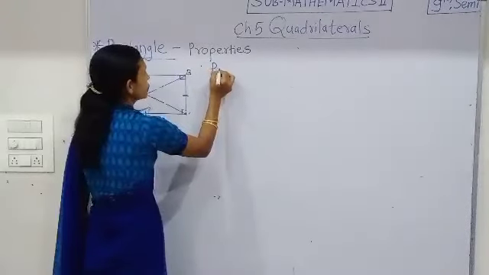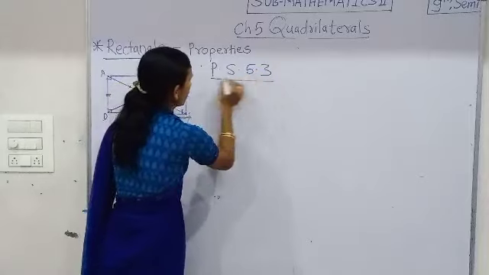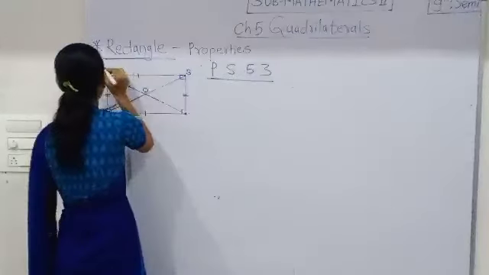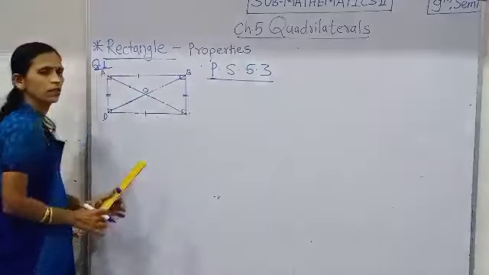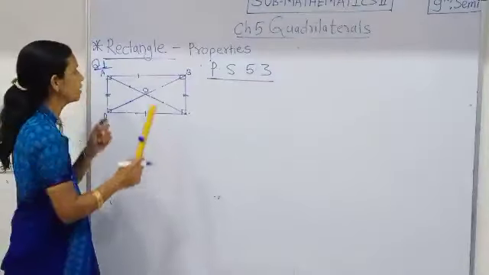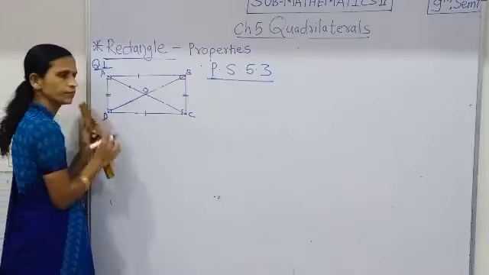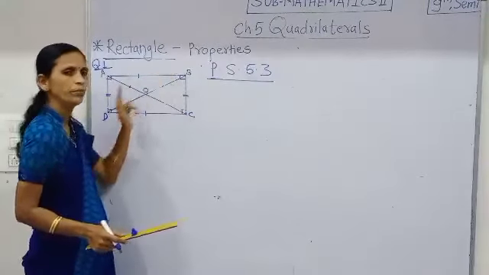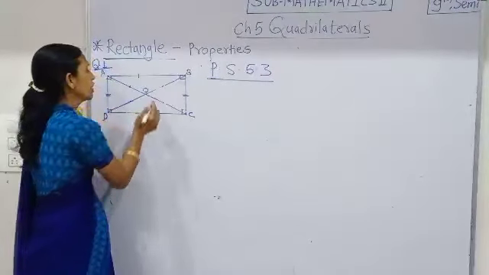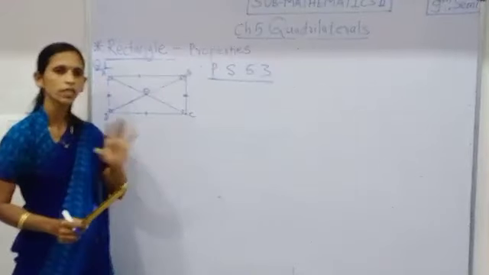Then we will solve the example which is based on those properties of rectangle from practice set 5.3. Here, question number 1, that is example number 1, which is given here. See here, quadrilateral ABCD is given here, in which AC is a diagonal and BD is a diagonal, which intersect in point O, that is given here.